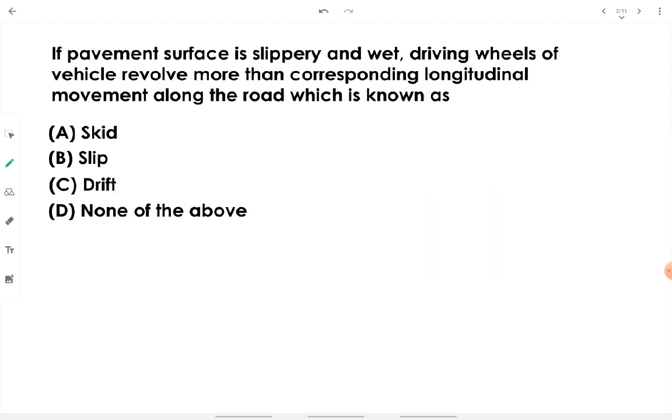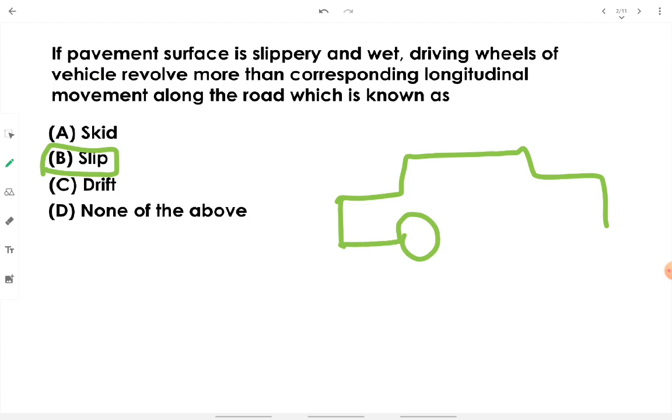If the pavement surface is slippery and wet, the driving wheels of a vehicle revolve more than the corresponding longitudinal movement along the road. We call it slip. For example, we are having a vehicle like this. This is a car. And now what is happening? The driving wheels of the vehicle are revolving more than the corresponding longitudinal movement.